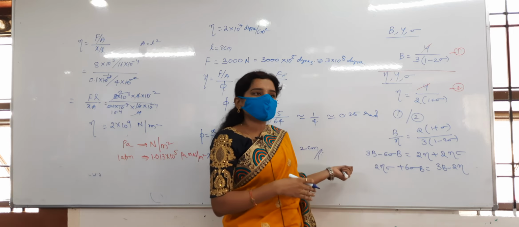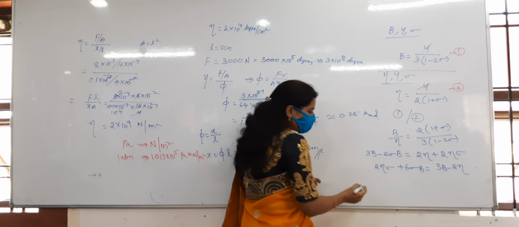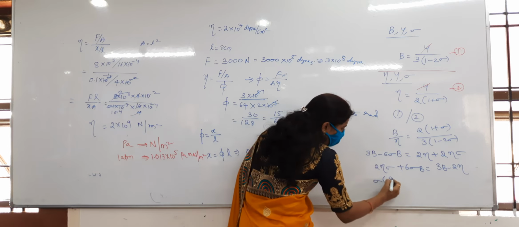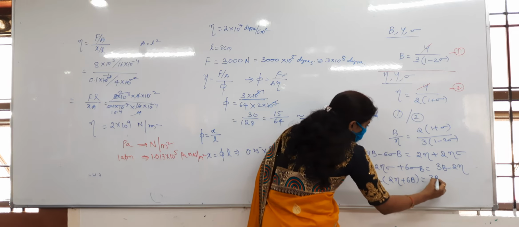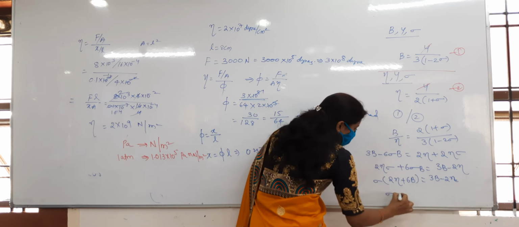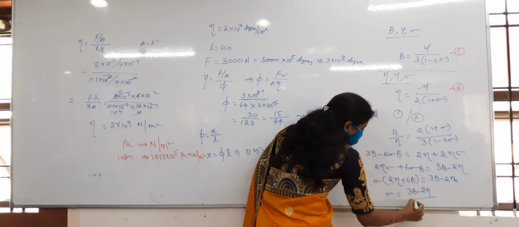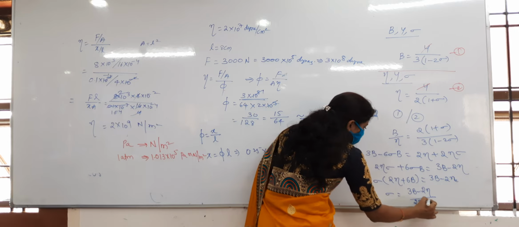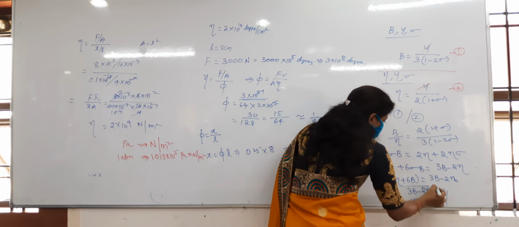From this what can I take common? Sigma I can take common. Why? Because I want to find out that value only. So sigma multiplied by 2 eta plus 6B is equal to 3B minus 2 eta. Then sigma is equal to 3B minus 2 eta divided by 2 eta plus 6B. That is the sigma relation.